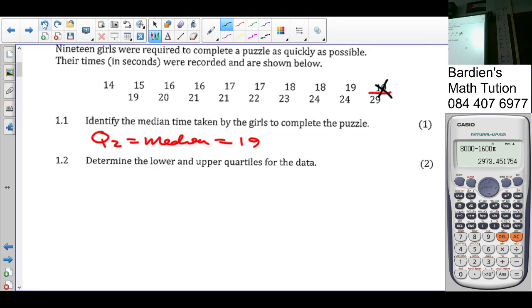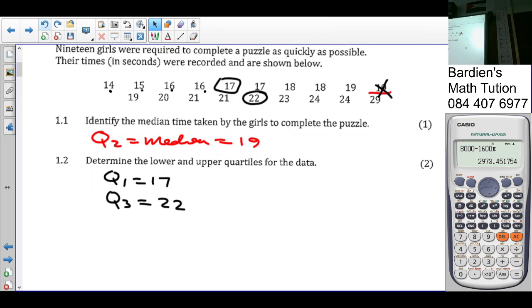9 divided by 2 is 4.5, so it's the fifth number. 1, 2, 3, 4, that is the fifth number. So the lower quartile, quartile 1 or the 25th percentile, is 17, and the upper quartile, Q3, or your 75th percentile, counting 1, 2, 3, 4, 5, is 22. Okay.